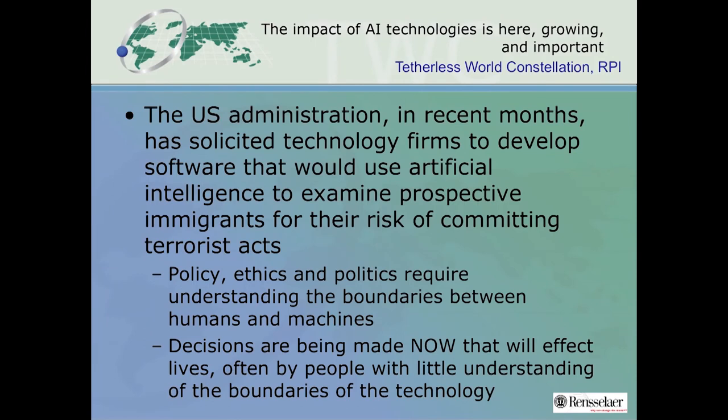But here's an example, right? And this is not a made-up, fictitious example. The U.S. administration recently, in the past few months, has solicited technology firms, including two of them we've just heard from and many others, to develop software that would use artificial intelligence to examine prospective immigrants for the risk of creating terrorist acts. So now we're talking about something where, if you want to decide... I was asked, would I sign a letter opposing this? And I said yes, I was very happy to sign the letter opposing this, based on technical grounds. This was not an ethical question.